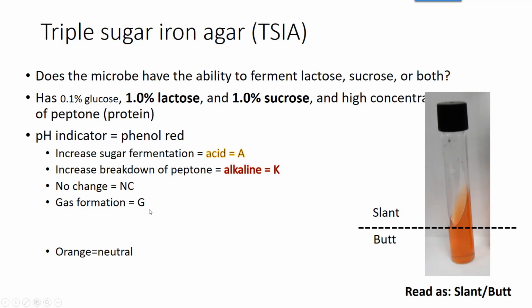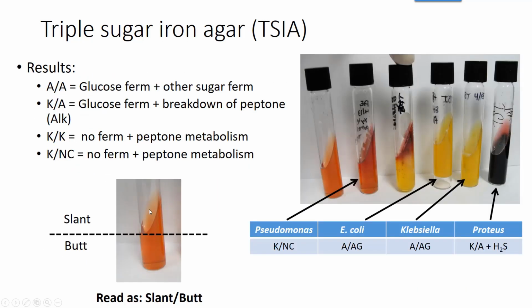So, some possible positive reactions. There are multiple positive reactions, so write small. For that last box on your table for a positive reaction for TSI fermentation, one possible positive reaction is A over A. A over A means there's acid in the slant, acid in the butt, and we see that in both E. coli and Klebsiella, which also show some gas. We've got acid in the slant, acid in the butt.